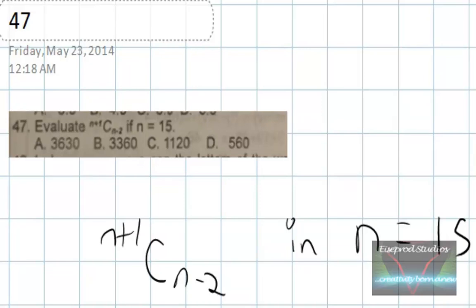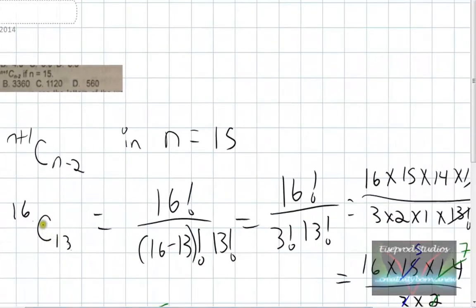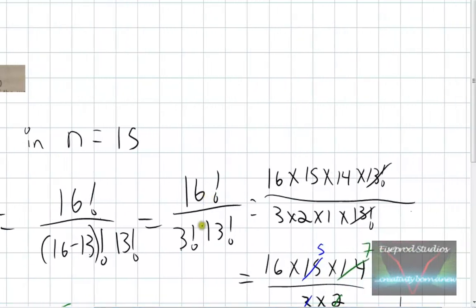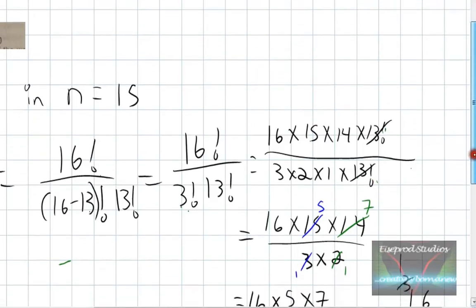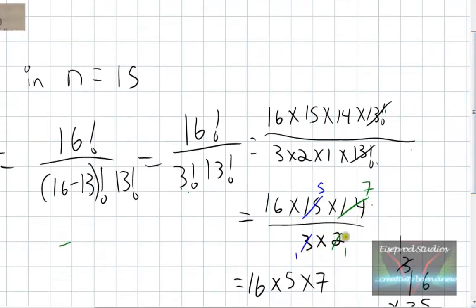So using the formula for this type of situation, we're going to do 16 factorial divided by 16 minus 13 factorial times 13 factorial. So when you work this out, 16 minus 13 is 3. So now you're left with 16 factorial over 3 factorial times 13 factorial. When you write this out, 16 times 15 times 14 times 13, and so on and so forth, this 13, and so on and so forth, will cancel. So now you're just left with 16 times 15 times 14 over 3 factorial.